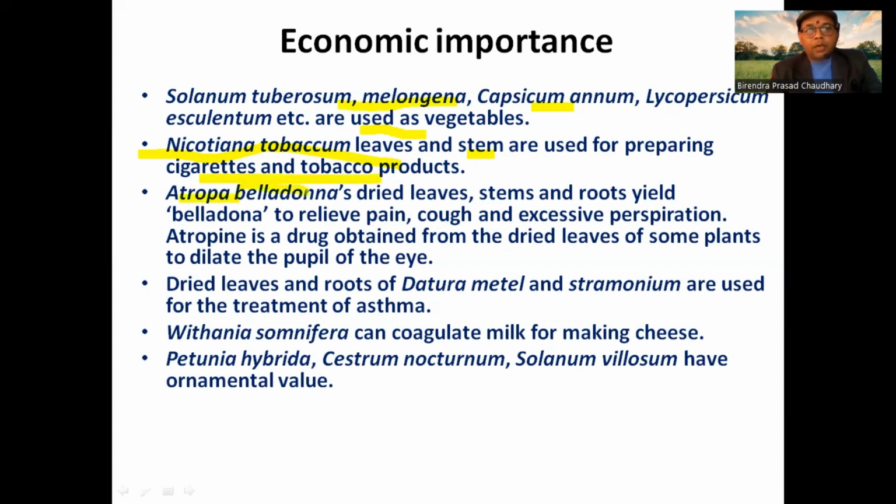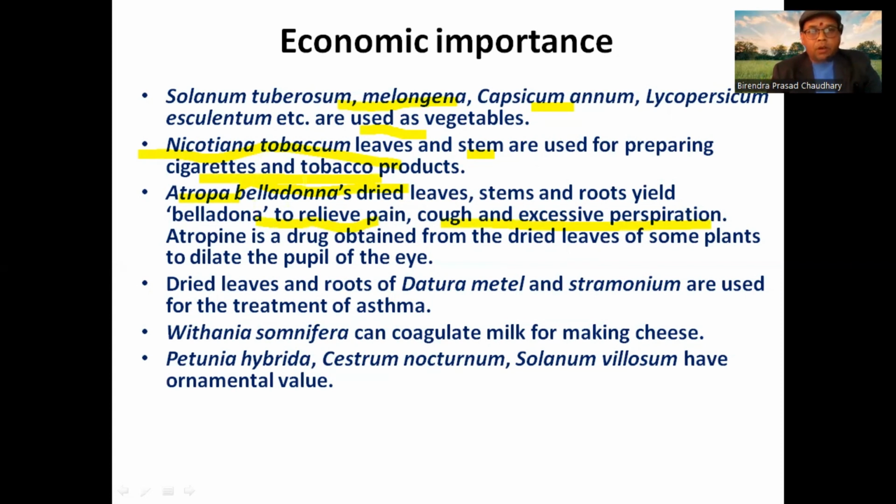Atropa belladonna is one of the important plants. Its dry leaves, stem and roots yield belladonna to relieve pain, as a painkiller. This kind of medicine is prepared in the case of cough and excessive perspiration. So in that case, you can say this plant is used for medicinal purposes.